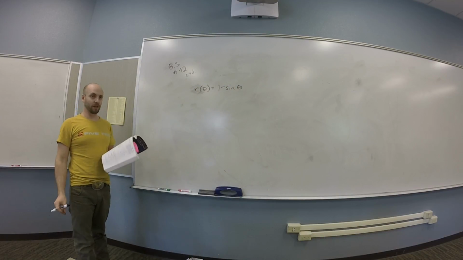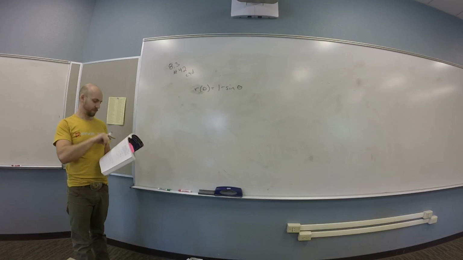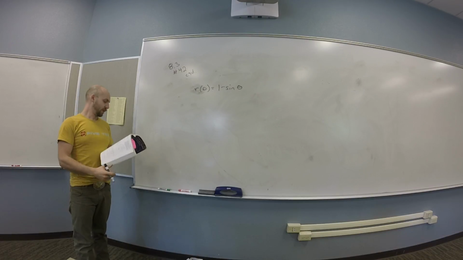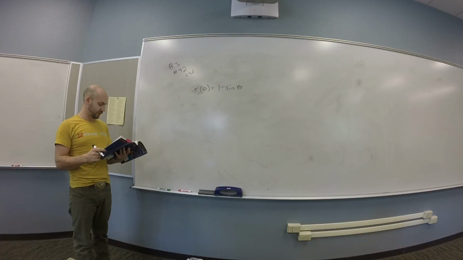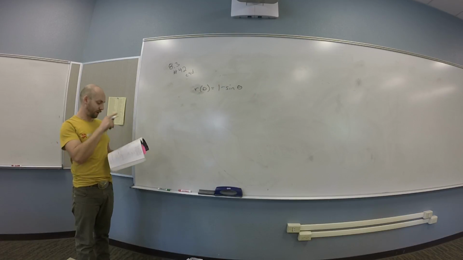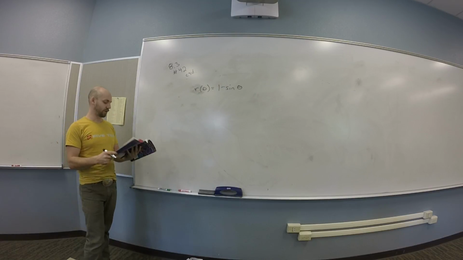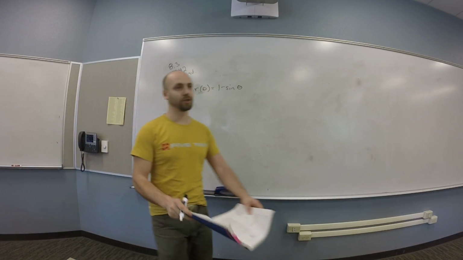It's similar to the one I did the other day, and it's probably the same one on the practice test. So part C asks, at what point does the cardioid r is 1 minus sine theta intersect a circle of radius a half centered at the origin?